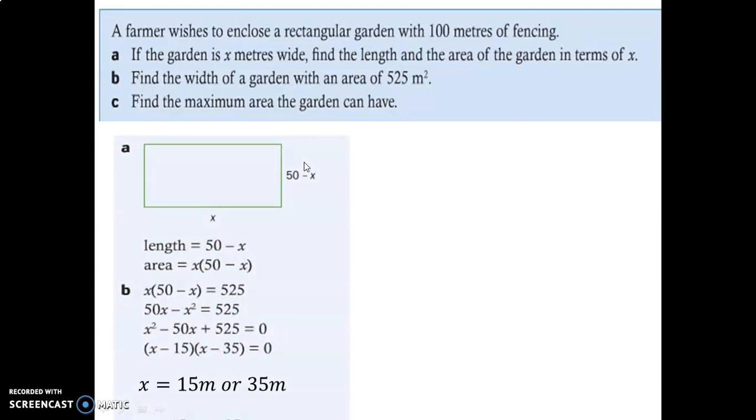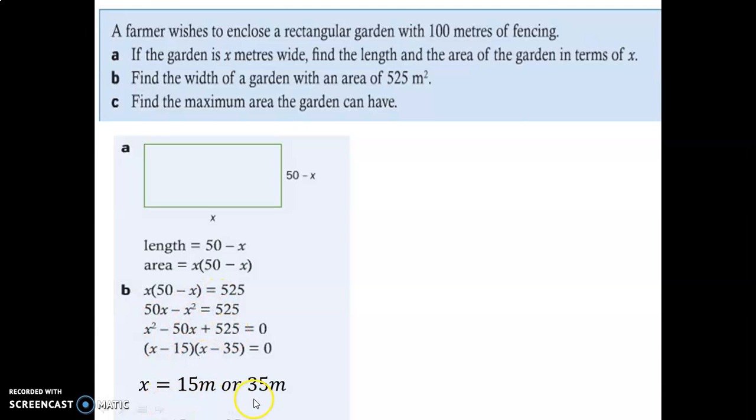Okay, for A and B, check your work. Here's the rectangle. We have a length like this, given in terms of x. Then you have your area formula when you multiply these two dimensions. Then you set it equal to 525. You're trying to find an area of 525. Multiply, create your quadratic, factor, and solve.